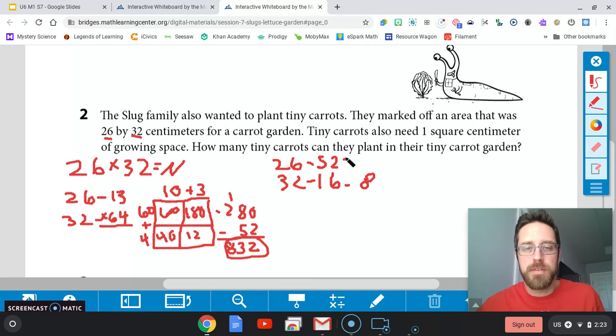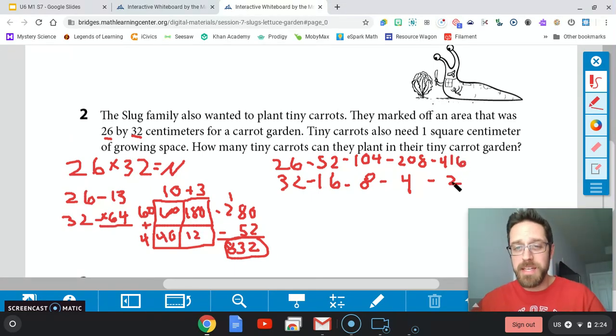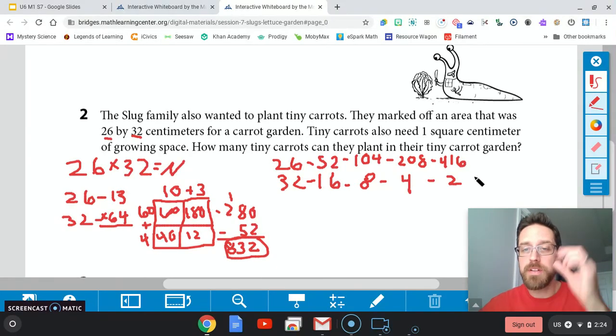And 52 doubled, well, 50 doubled is 100, 2 doubled is 4, that would be 104. And still an even number, so we could half that again. Half of 8 is 4, and 104 doubled is 208. And we could keep going one more time. Half of 4 is 2, and 208 doubled would be 416.